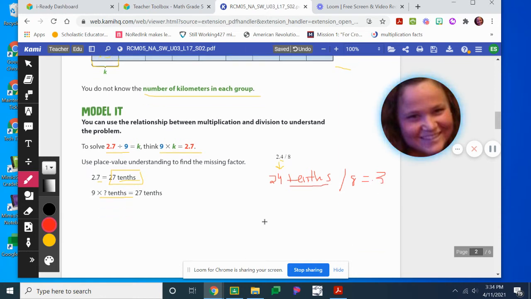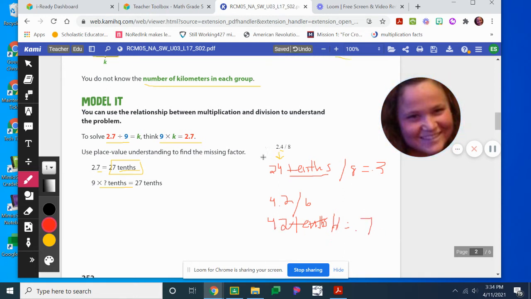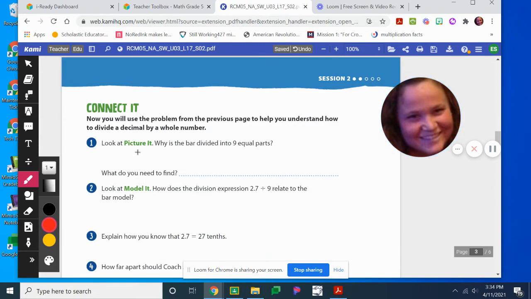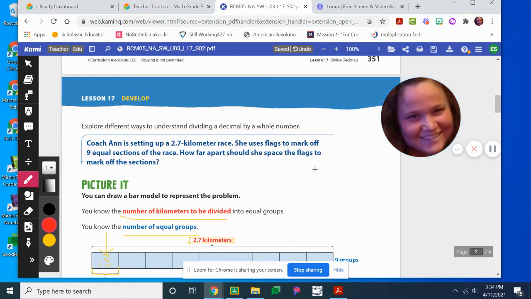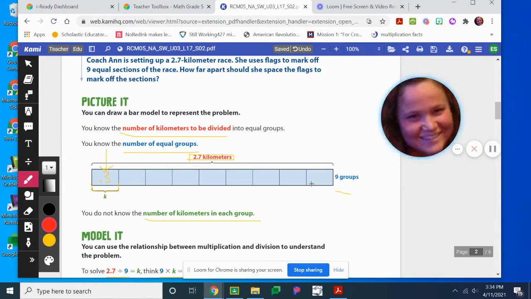If I had, let's say, 4.2 divided by 6, this is 42/10 because I'm landing in the tenths place, divided by 6, which equals, drum roll please, 7. 42 divided by 6 equals 7, but because we're in tenths, it's 7/10. All right, so if we look at the picture, why is the bar divided in 9 equal parts? It's divided into 9 equal parts because we're dividing by 9.